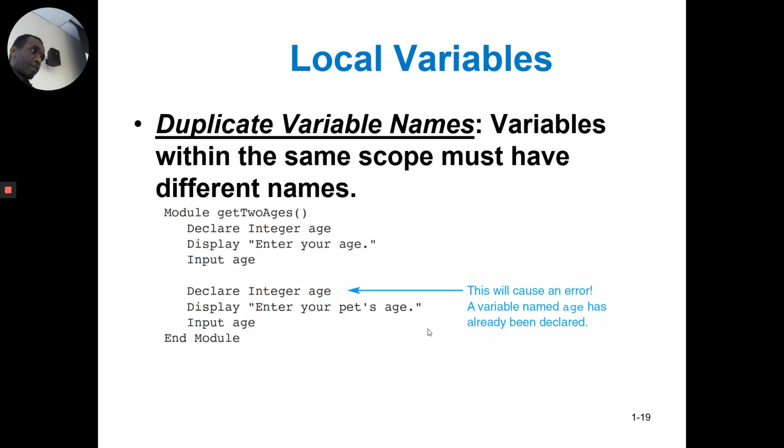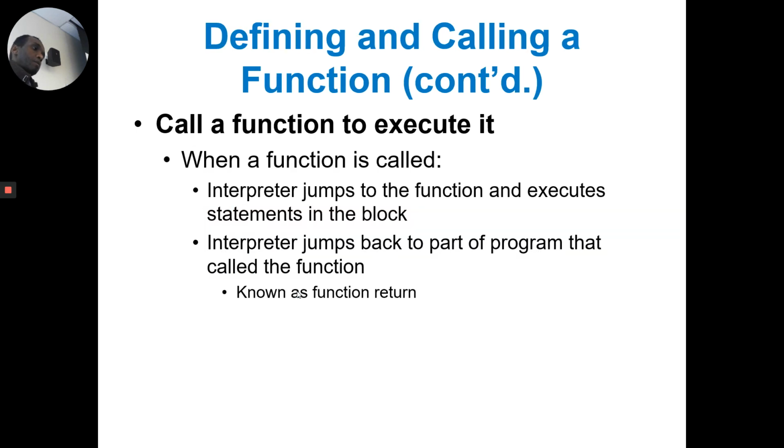So here's the local variable. Duplicate names within the same scope must have different names. This is what I was talking about, like having the same Ali. So here you have declare integer age, enter your age, input age, declare integer age. This will cause an error. You cannot say enter age here and enter age here. Does that make sense? Use age 1 or age 2, however you want to say it, but not the same age. You cannot have two Alis in here, right?